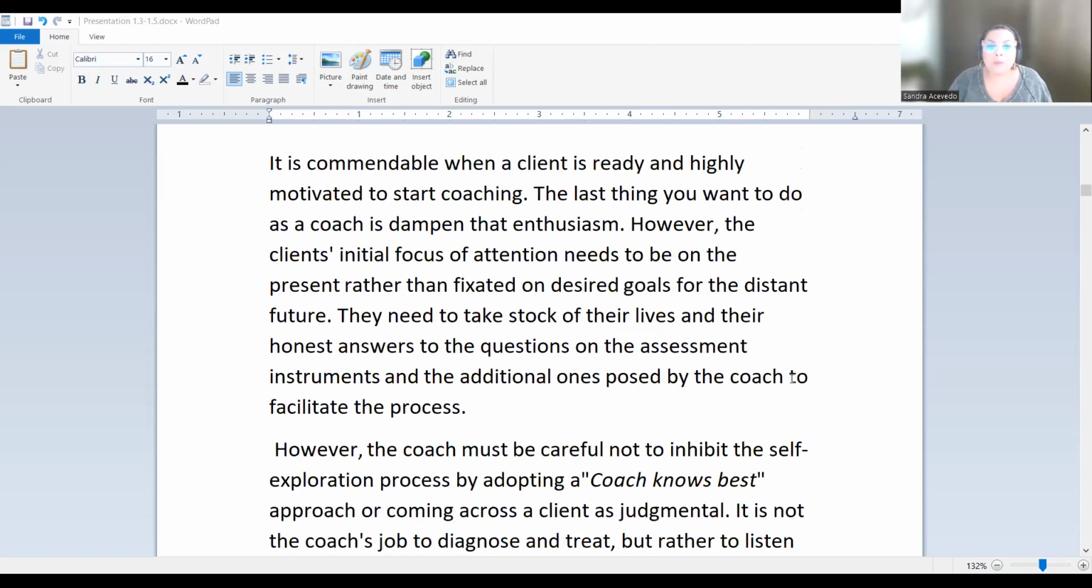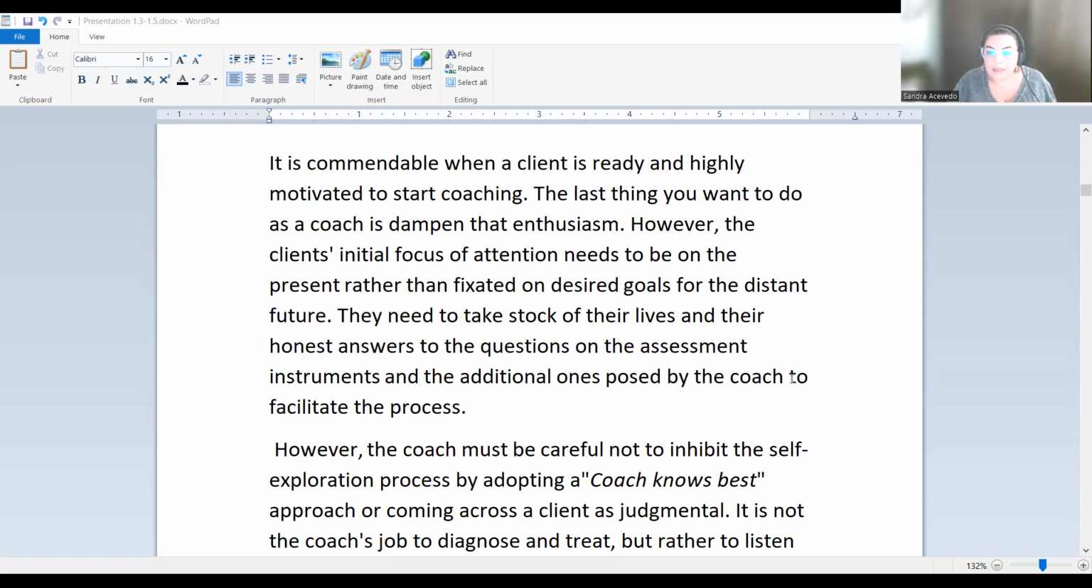It is commendable when a client is ready and highly motivated to start coaching. The last thing you want to do as a coach is dampen that enthusiasm. However, the client's initial focus of attention needs to be on the present rather than fixated on desired goals for the distant future.